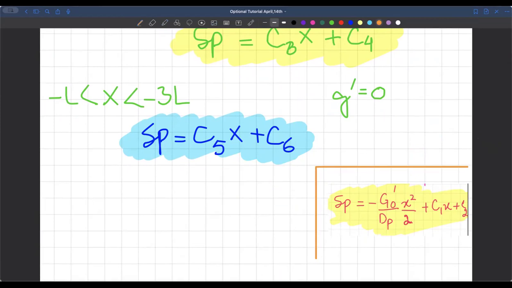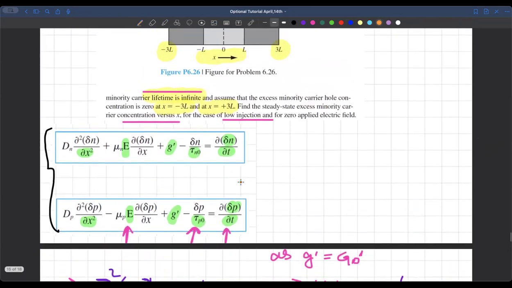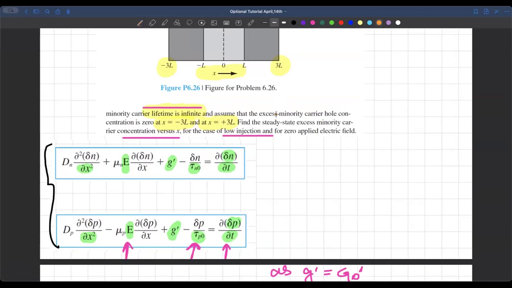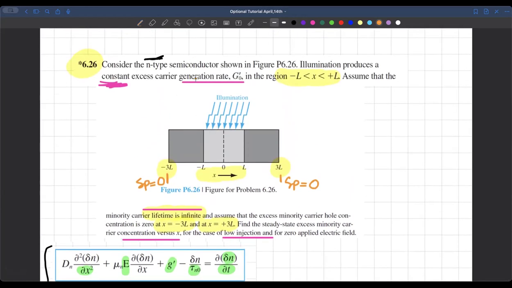Okay, now let's see what conditions are given. Assume that the excess minority carrier hole concentration is zero here. So delta P equals zero here, delta P equals zero here. That's what you're given. Find the steady state excess minority carrier concentration for the case of injection for zero applied field. Injection produces constant excess carrier generation in this region.